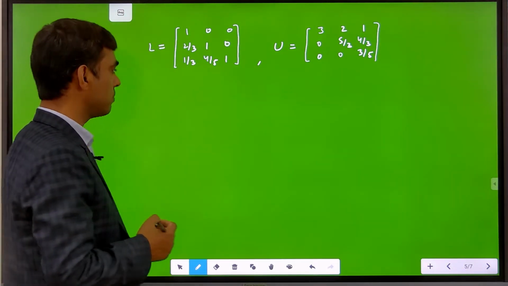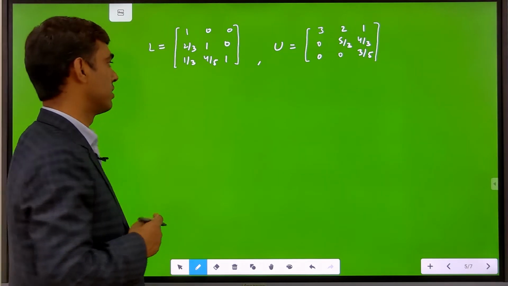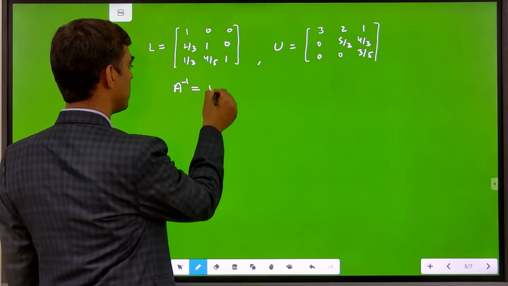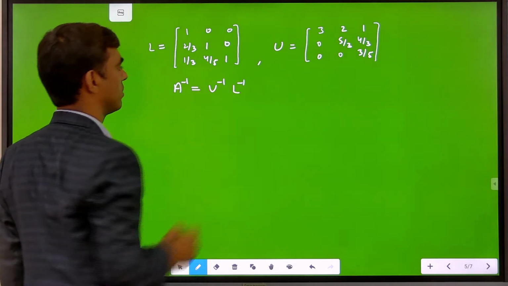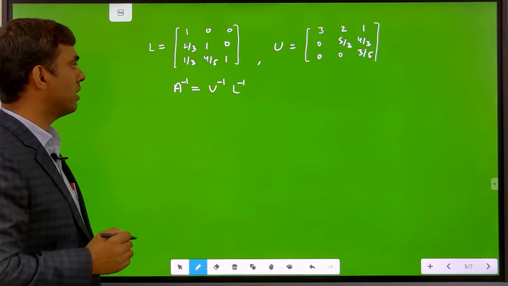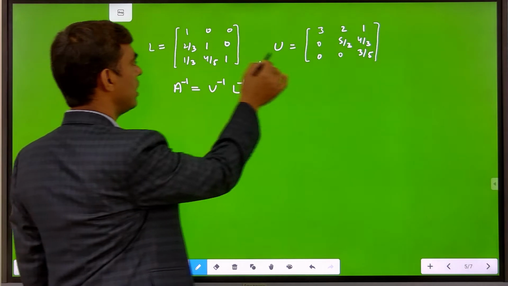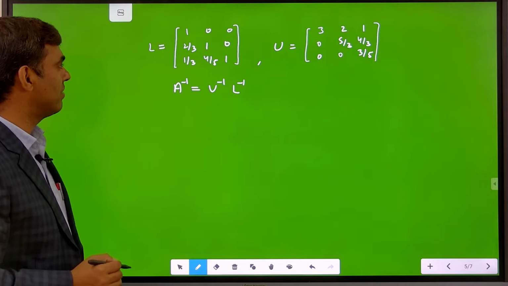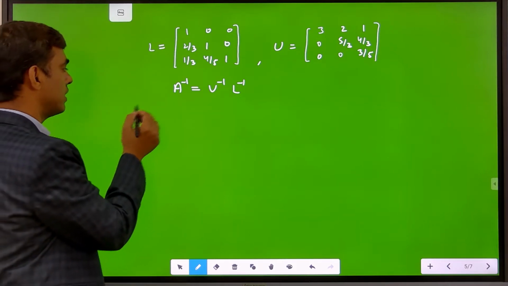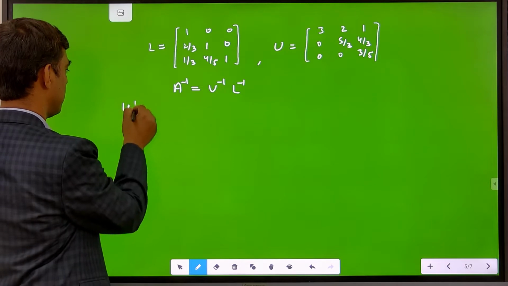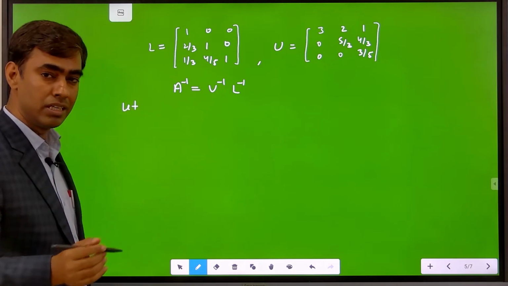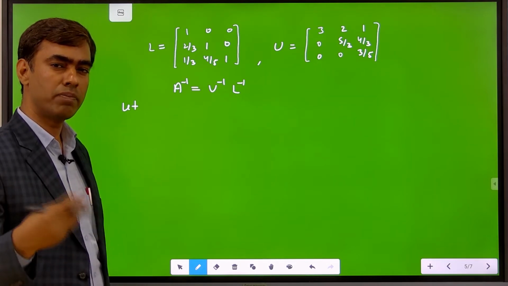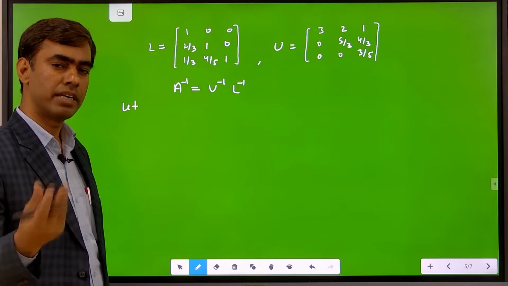Now in order to find A inverse, there is a need to find the value of U inverse and L inverse. Now we try to find the value of L inverse. Here this one is the value of L, this one is the value of U. So once we find the values of L and U, then we find the L inverse. So how do we find the L inverse? As we know, the inverse of a lower triangular matrix is a lower triangular matrix, and the inverse of an upper triangular matrix is an upper triangular matrix.